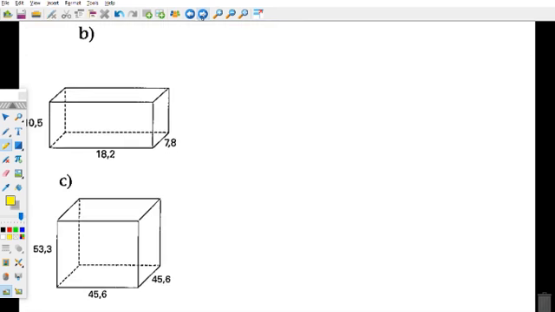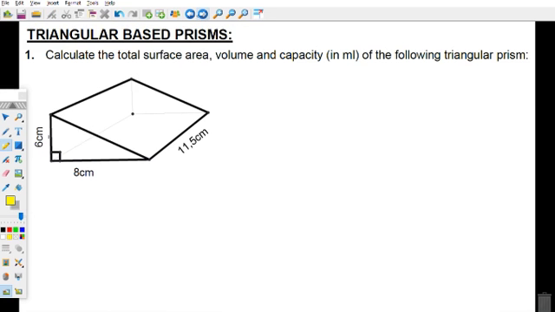Okay. So, now we're going to be talking about what? Triangular-based prisms. So, what do we know about triangular-based prisms? What's my base area going to be? It relates everything to triangles. Yes. Beautiful stuff.